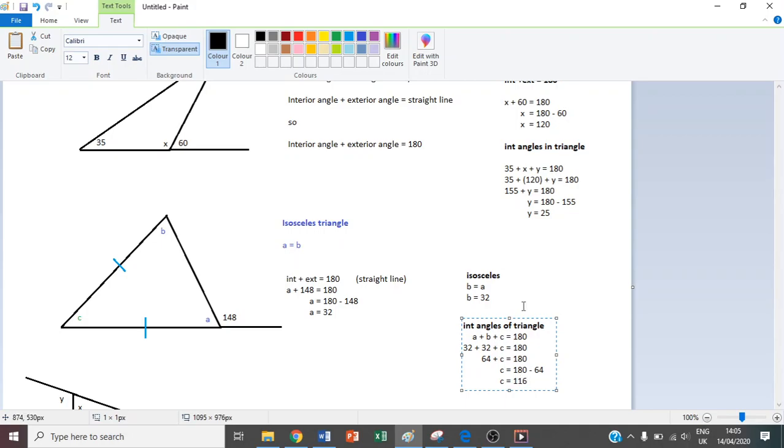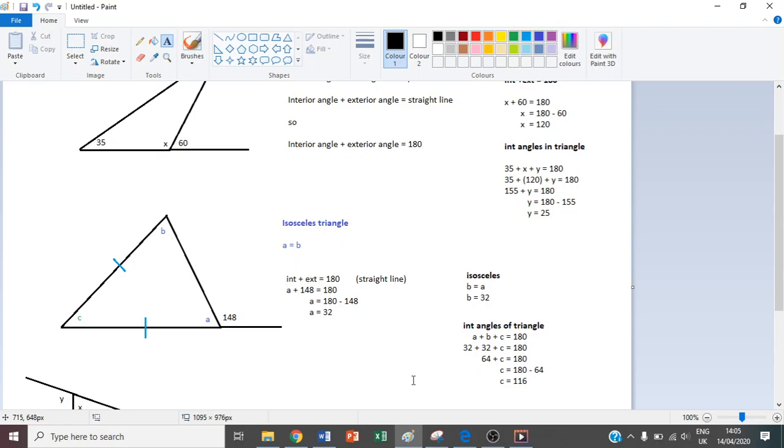Just double checking that. 116 plus the 64, yes, that would make 180. So C is 116. I've got A, I've got B, I've got C, and I've explained every step. I'm done. Okay, now one last different type of triangle that we've got down here.